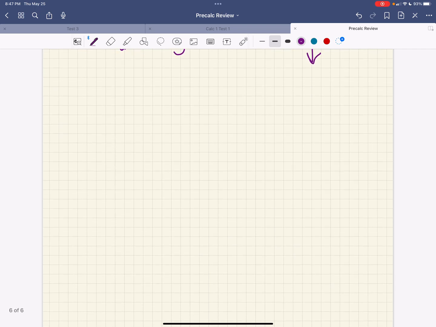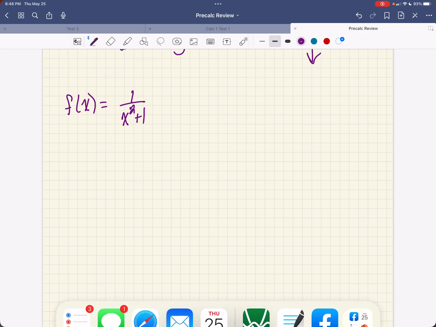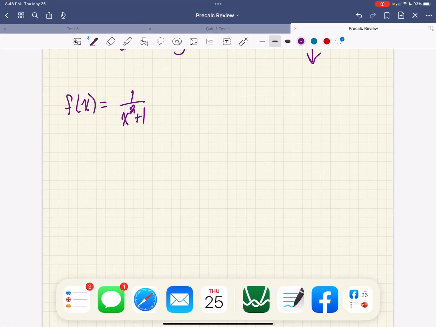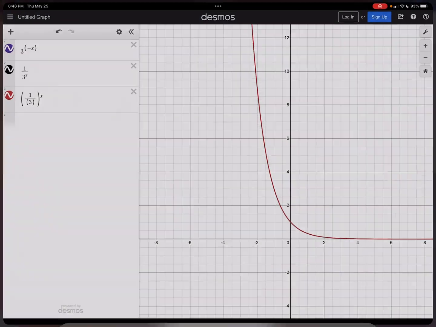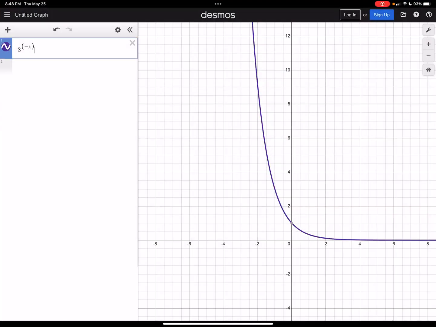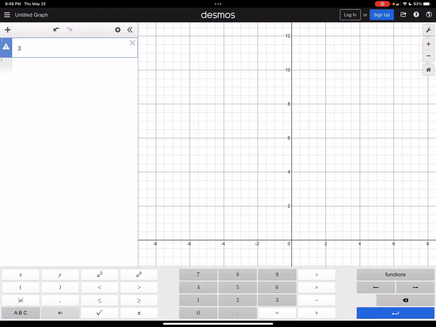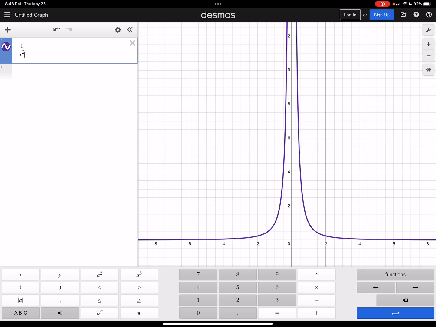is f of x equals 1 over x squared plus 1. Okay, there's not really any rewrite or anything that we do here. We just have to think about what the parent function is. The parent function there is going to be 1 over x squared. What does that parent function look like? And so we are going to stick in 1 over x squared, because that's our parent function. And this is what 1 over x squared looks like as our parent function.